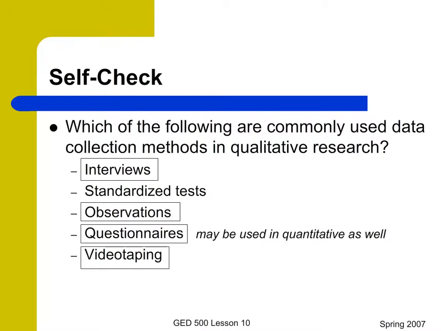So with qualitative research, you can use interviews, as we were talking about, observations, questionnaires, which can be used in quantitative as well, but typically they're more open-ended questionnaires, and then videotaping.